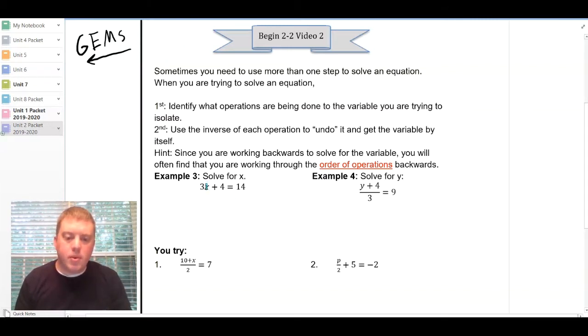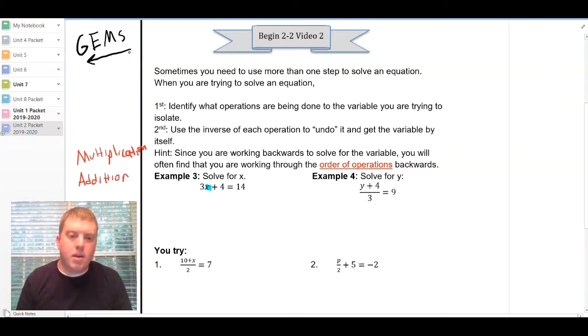In example 3, we are told to solve for x, and we are given the equation 3x plus 4 equals 14. I'm going to look to see what the two different things that I'm doing on this are. The first thing I notice is that I have the 3 in front of the x. Remember, anytime we have a number in front of a variable with no sign in between, that's multiplication. So I know that I have multiplication going on, and I also have addition going on because I'm adding 4. So I have multiplication and addition.